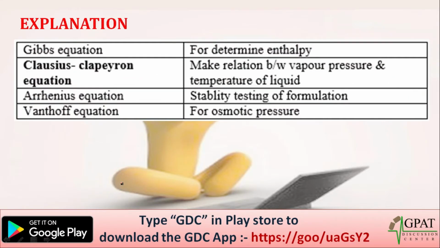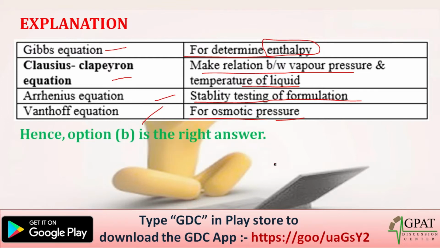First, we have the Gibbs equation, which is used for the determination of enthalpy. Just try to memorize that. The Gibbs equation is related to enthalpy, and the Clapeyron equation is used to make the relation between vapor pressure and temperature of a liquid. The Arrhenius equation is for stability testing of formulations, and the van't Hoff equation is used for osmotic pressure. So these are all about the equations. The correct answer is the Clapeyron equation, hence option B is the right answer.